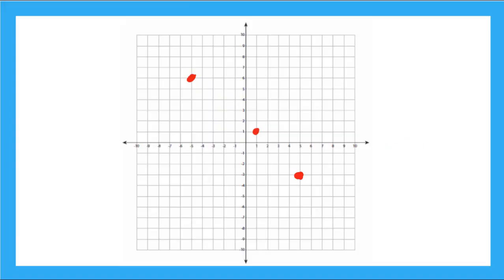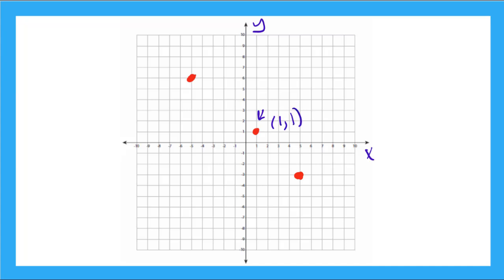So here on my coordinate grid, you'll see there are 3 different points. We're going to determine how far away each point is from the x-axis and the y-axis. Let's start with this point here. How far away is this point at coordinates 1, 1 from the x-axis?